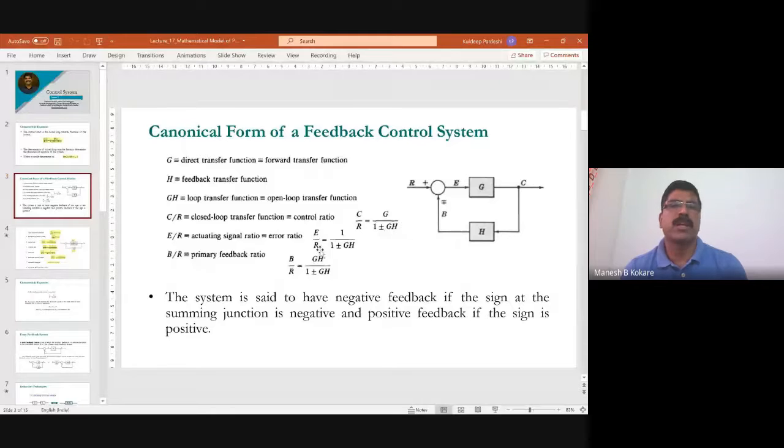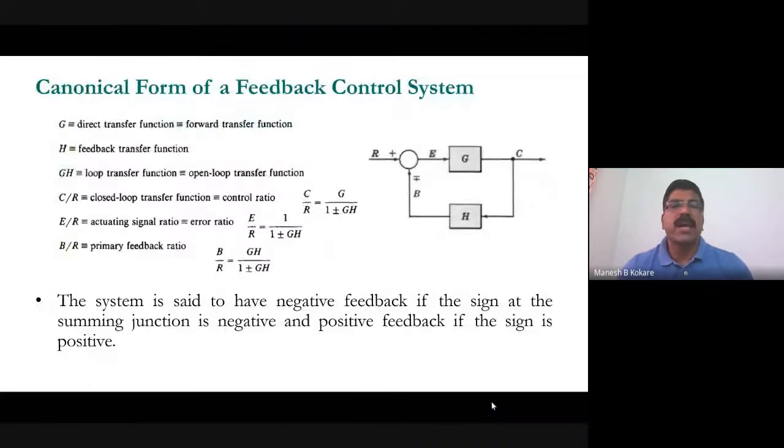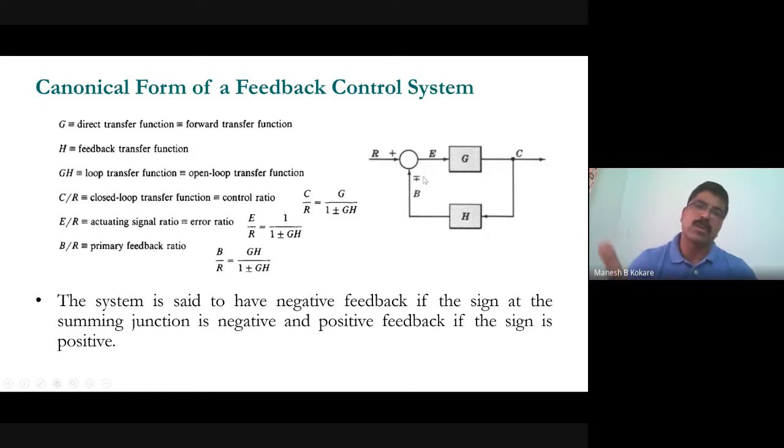So you have to keep in mind this formula of the closed loop transfer function of the system. The system is said to have negative feedback if the sign at the summing junction is negative, and the system will have positive feedback if the sign is positive. If this sign is positive, it is called positive feedback. If this sign is negative, it is called negative feedback.